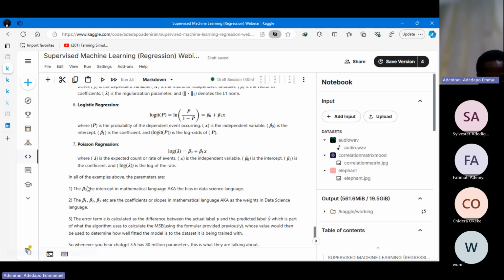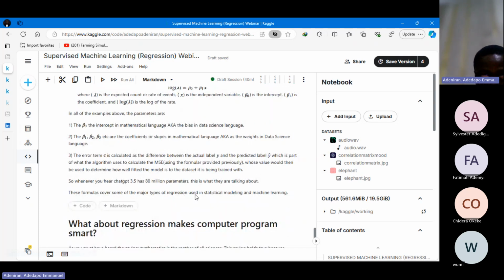So we all know what all of this means. They are the coefficients or slopes in mathematical language, or also called weights in data science language. And then there's b0 called the intercept, also called the bias in machine learning or data science language. And the error term is also part of the algorithm that is used for calculating MSE. That's it, that we talked about the previous time. So anytime you are hearing that ChatGPT has 18 billion or 80 billion parameters, the parameters they are talking about are the trainable parameters.